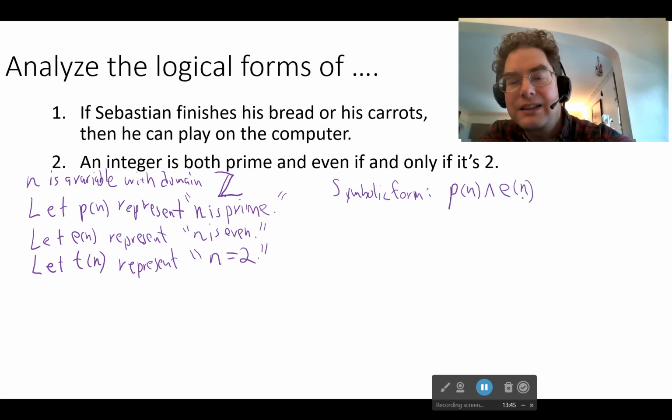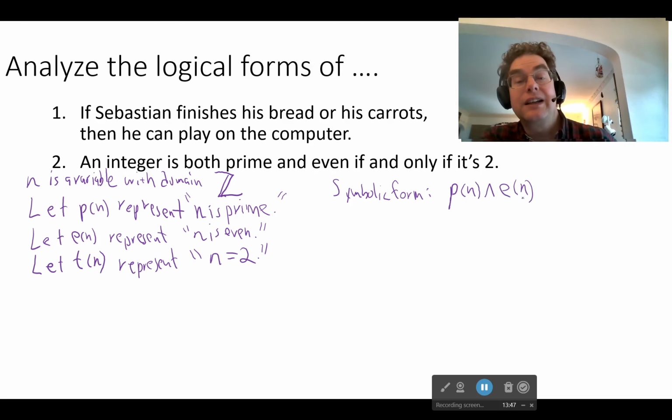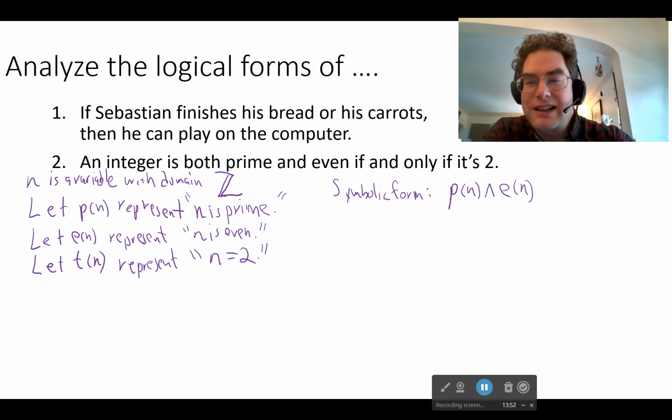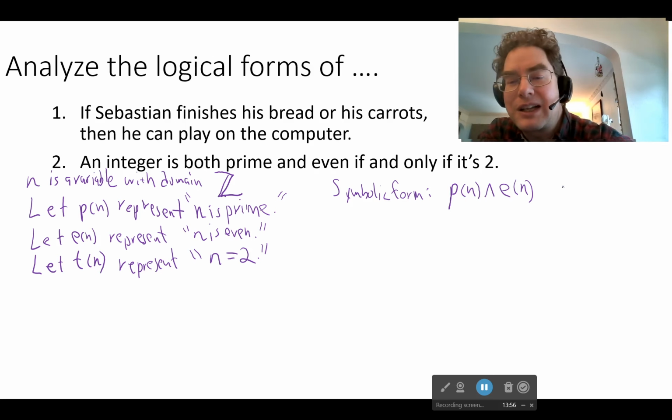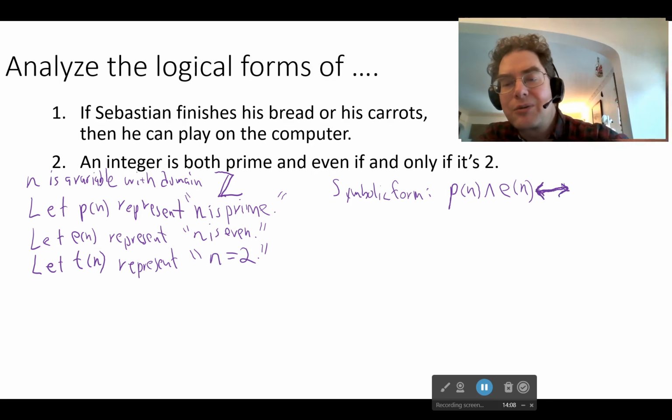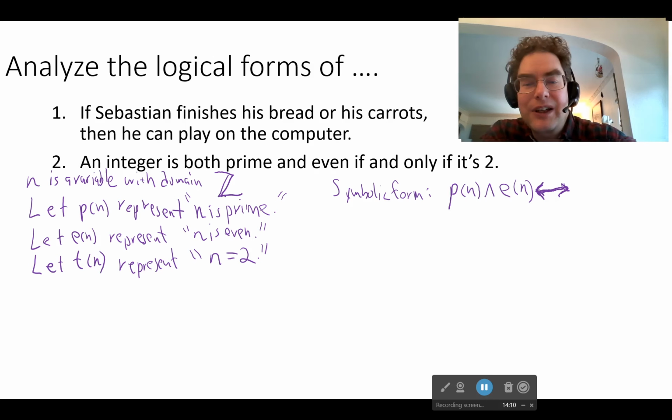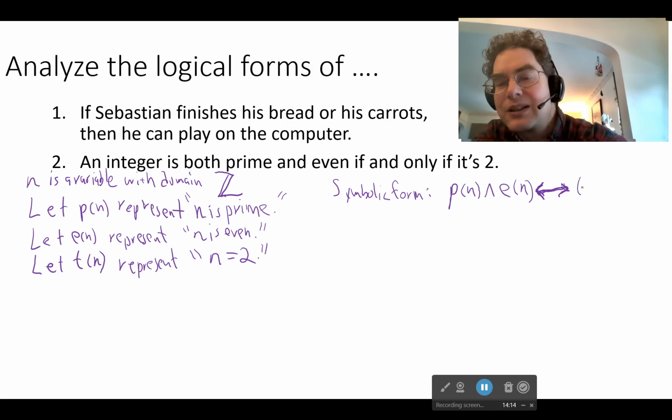We would read that. Okay, and if and only if, that is perhaps our last connective from our original list. That's if and only if. That is a biconditional implication. Biconditional implication is the double arrow pointing both directions, indicating that each of these implies the other. Kind of a messy if and only if there, hopefully it's clear enough. If and only if it's 2. So that's our T of n, n equals 2.